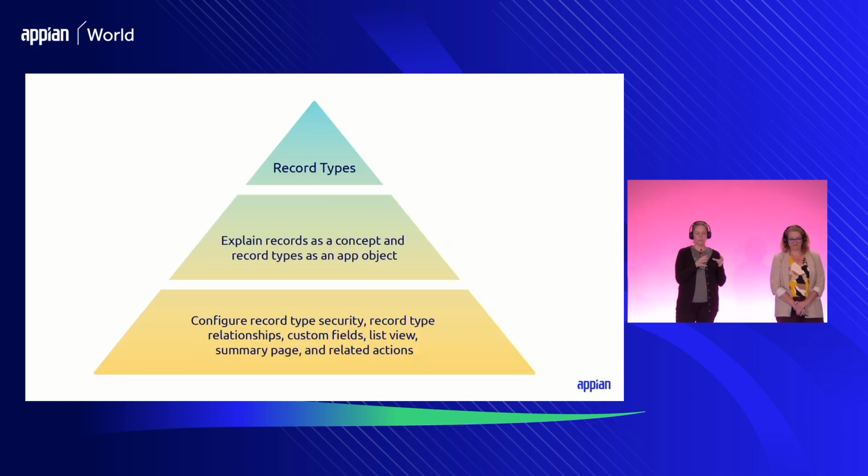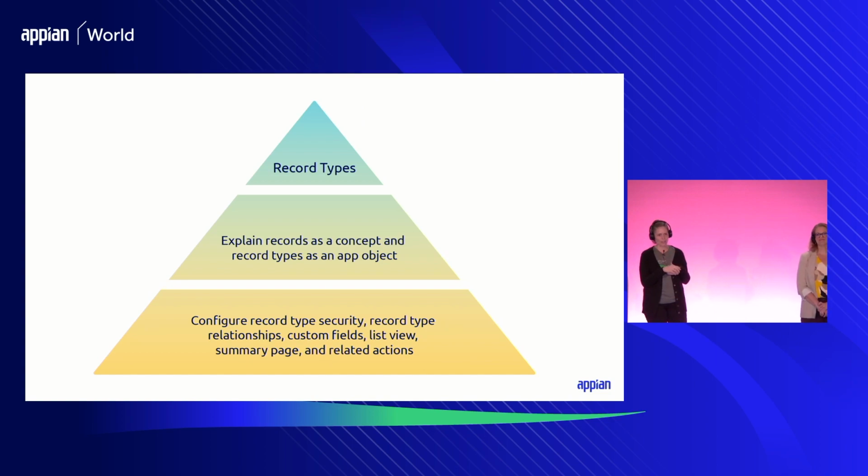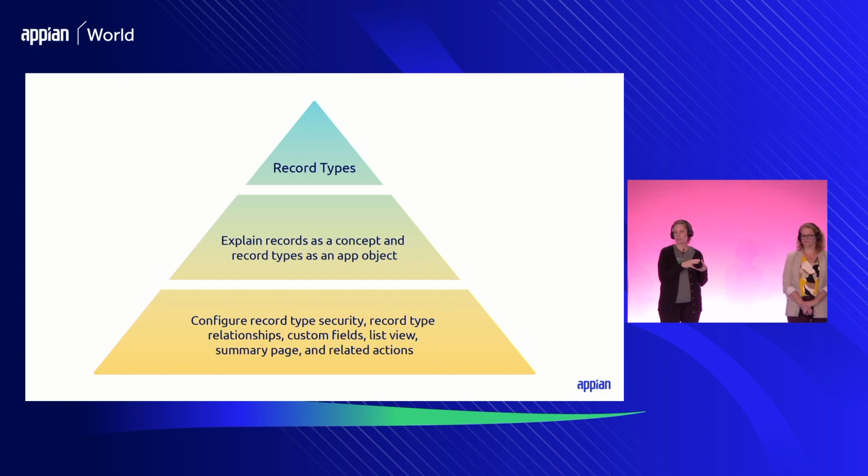Here's an example. So record types. Hopefully everybody at some point during this conference has heard the term record, or maybe is intimately familiar with record types, so one or the other. At some point very early on in a developer's career or learning, they're going to encounter record types, right? Well, they need to know about them. What do they need to know about them?